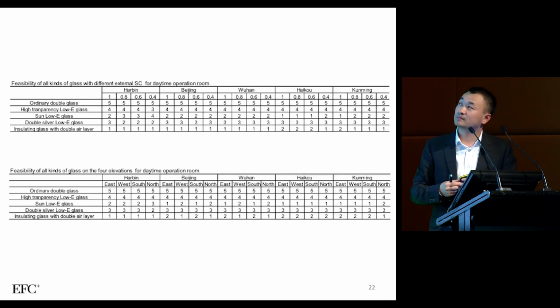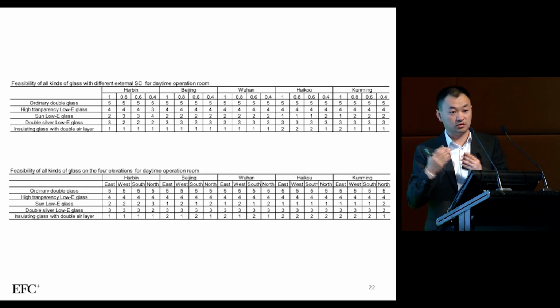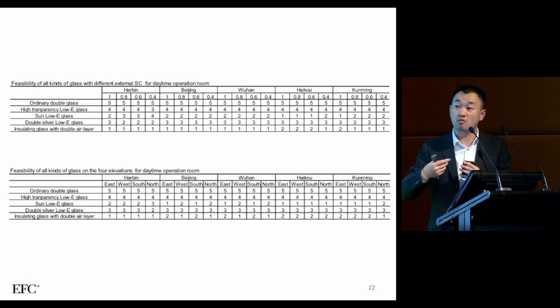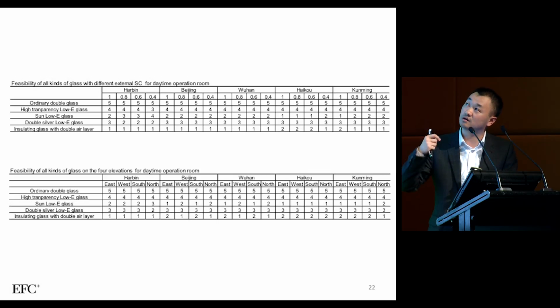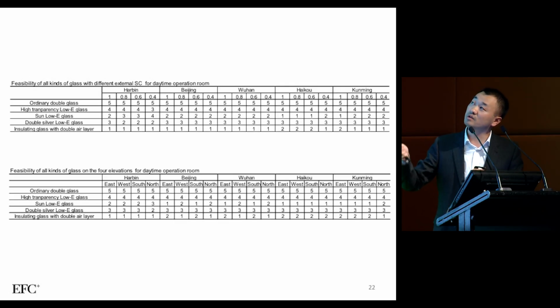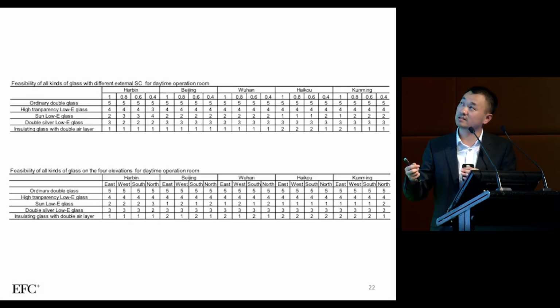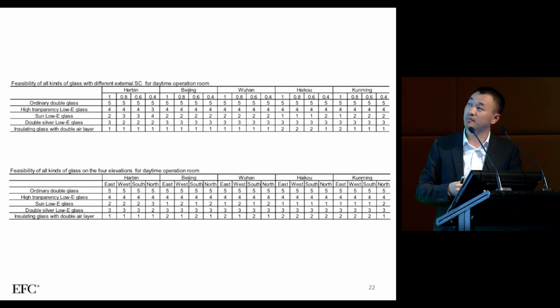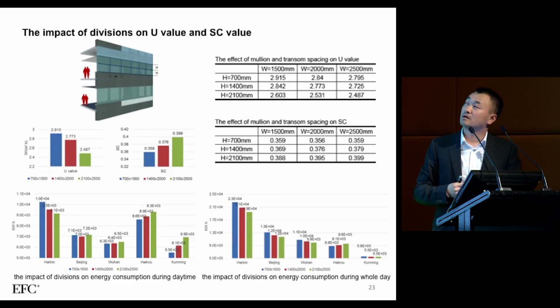But when we talk about the glass, it's only glass, and the architects have their own way to design the building. So we have another aspect to take into consideration: the external sun coefficient, because we can have horizontal sun shading, or we can also have vertical sun shading. Different kinds of sun shading give the building different SC values. So when the SC value affects the glass, we will have different choices for the glass material.